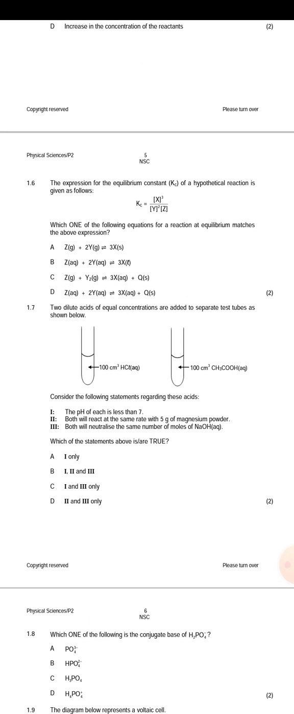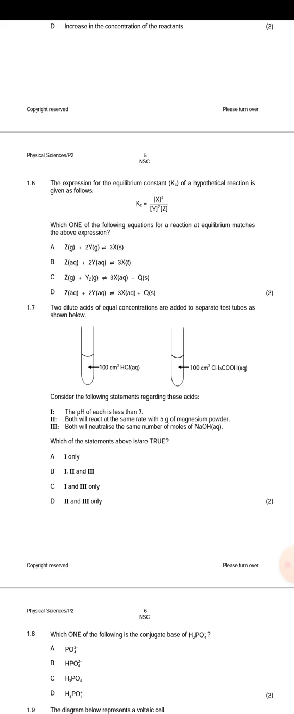1.7, two dilute acids of equal concentrations are added to separate test tubes as shown below. So we have HCl and we have CH3COOH. Consider the following statements regarding these acids. Number 1, the pH of each is less than 7. That is true, both of them are acids. Acids have a pH that is less than 7, bases greater than 7, so both are acids, so option 1 is correct. So we look down there, anything with option 1 can be considered correct. Anything without option 1 is definitely wrong, so D is definitely wrong.